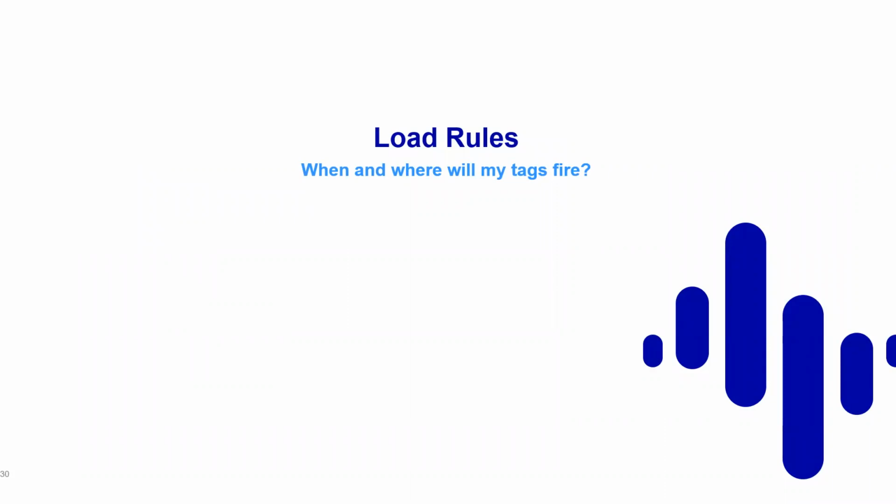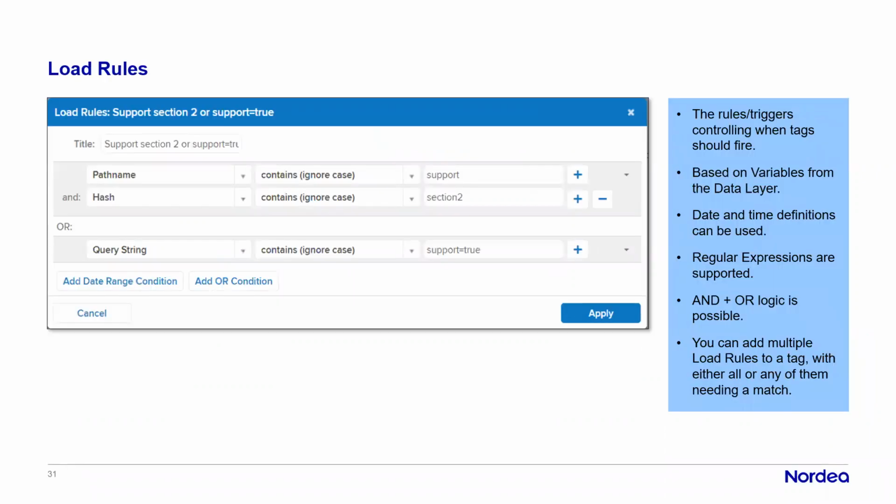So jumping to load rules. When will our tags fire? Not a lot to say about this, I would think, but you name your load rules, and then you select a variable you have available in the data layer. You select, for instance, contains. You could also have an equals. It could be defined. We have different options to choose here to match the values.